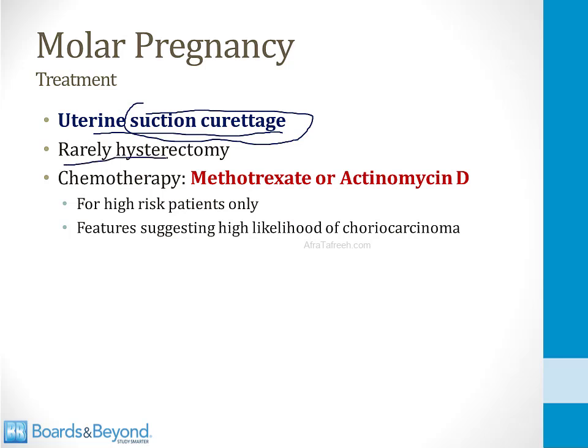Rarely a hysterectomy is required, and in some special cases chemotherapy is used. The drugs that are usually used are methotrexate or actinomycin D. This is only for high-risk patients where the features of the molar pregnancy are thought to suggest a high likelihood of progression to a malignant form of gestational trophoblastic disease called choriocarcinoma.